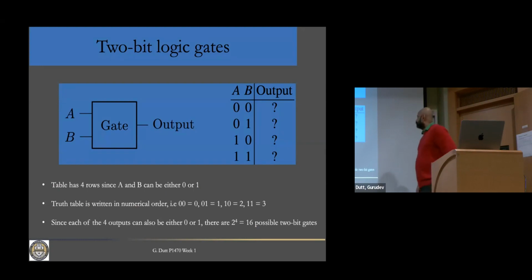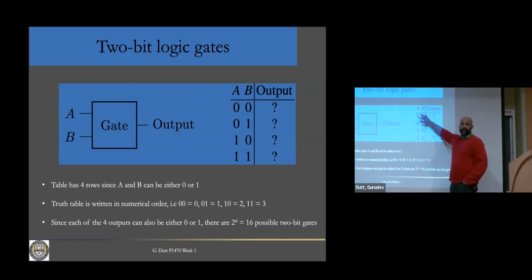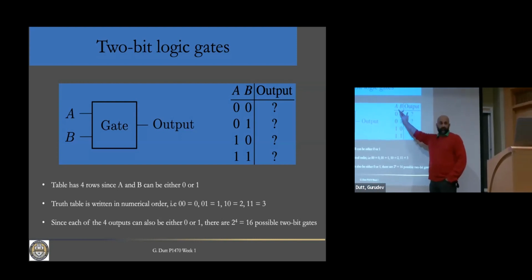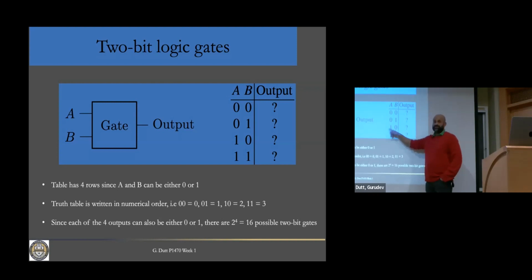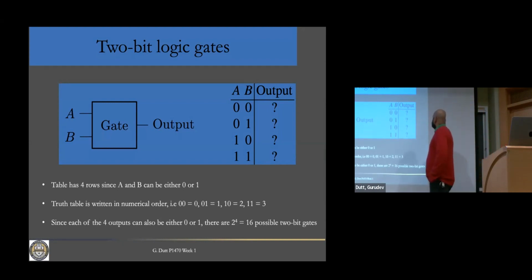Now let's talk about the 2-bit logic gates. So we have A and B, and now we have two possible states for each. So there are four possible inputs: 0 0, 0 1, 1 0, 1 1. These are the four possible inputs. We usually write them in numerical order, because 0 0 is the number 0, 0 1 is the number 1, 1 0 is the number 2, and 1 1 is the number 3. So we write them as 0, 1, 2, 3 in the binary strings.